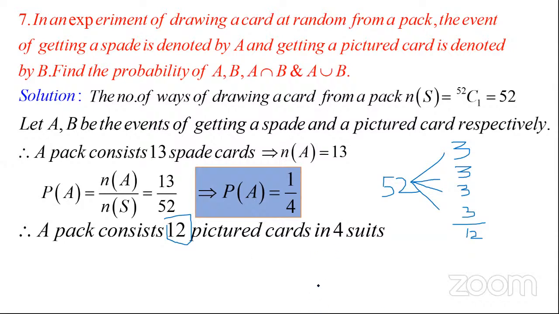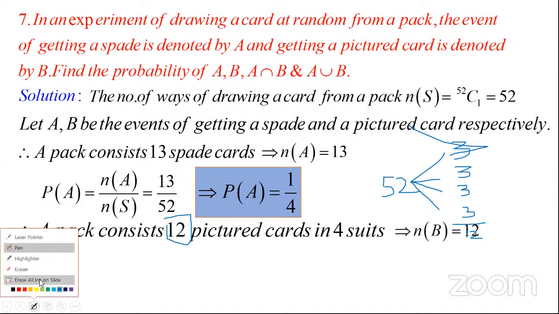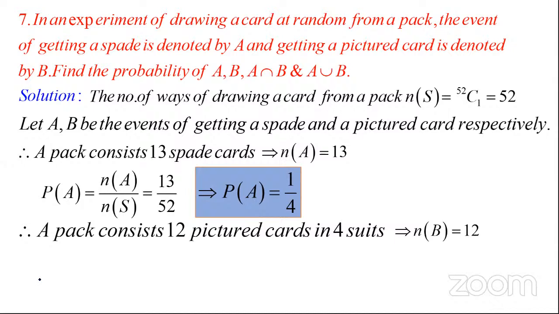Spade, diamond, club, and so on, so these are picture cards. A pack consists of 12 picture cards in 4 suits. Then I have to select the N of B value. Here in the question, selecting a picture card is the event B. So a pack consists of 12 picture cards in 4 suits, that is N of B equal to 12.